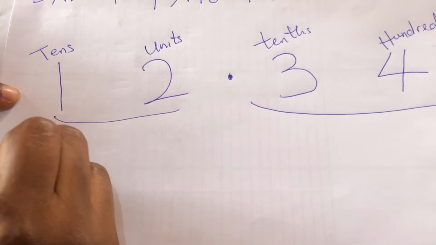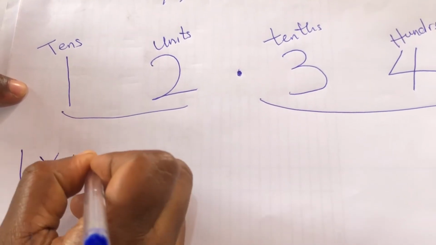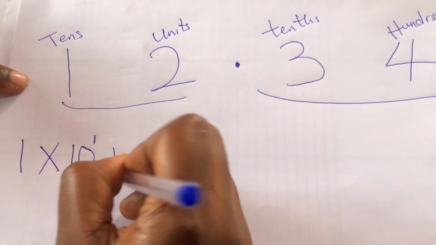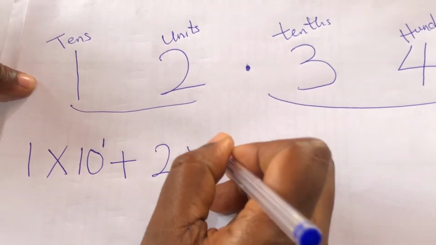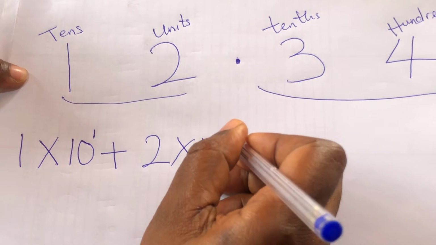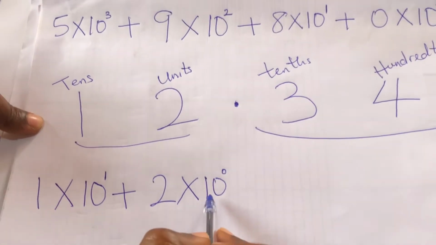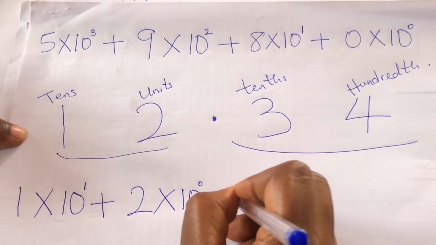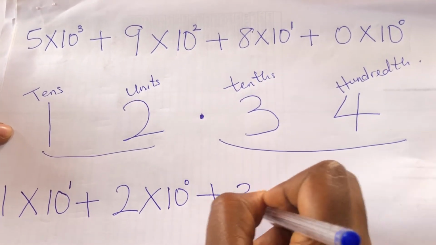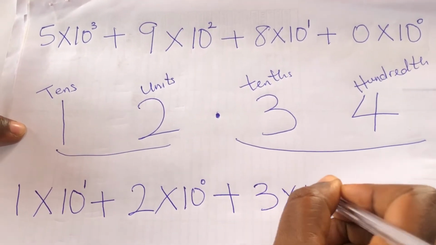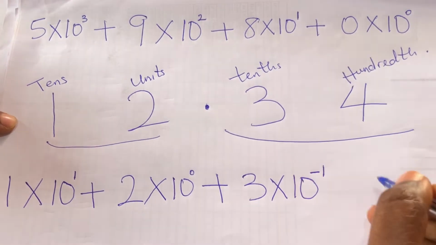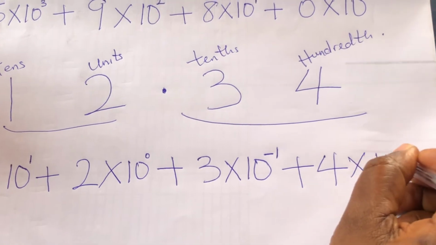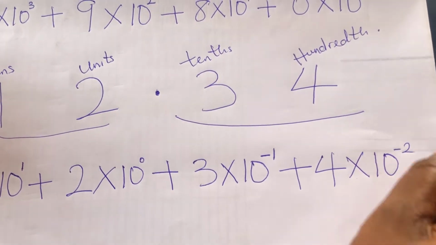That means that is 1 times 10 raised to the power of 1 plus 2 times 10 raised to the power of 0, because I told you that any number raised to the power of 0 is equal to 1, plus this one will now be equal to 3 times 10 raised to the power of -1 plus 4 times 10 raised to the power of -2.